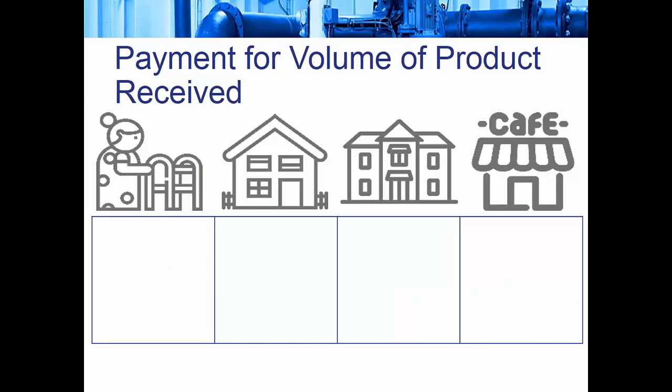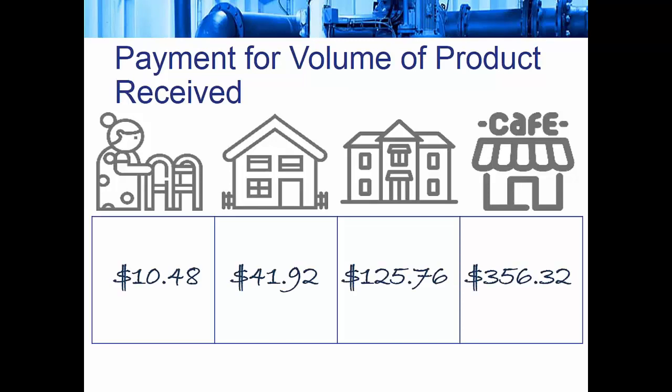All right, for the payment of the volume of product received, we're going to have to take their respective usage, 1,000 gallons, 4,000 gallons, 12,000 gallons, and 34,000 gallons, and multiply it by that water rate, which, if you recall, was about $10 and change per 1,000 gallons. And so what we find out is that the elderly fixed income customer will pay $10.48 per month. The average household will pay about $42 a month. The larger discretionary use household will pay about $125 a month, and the small business cafe will pay $356 per month.